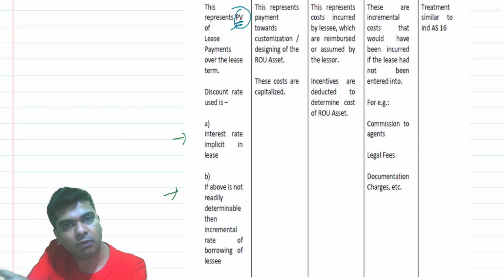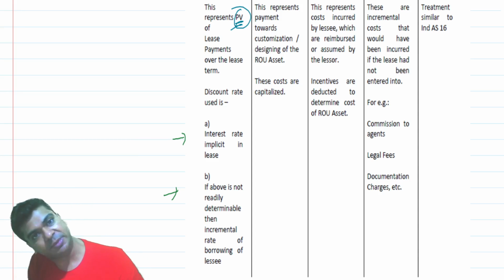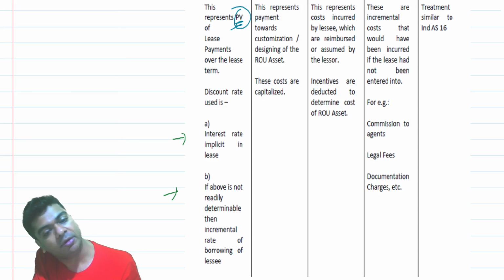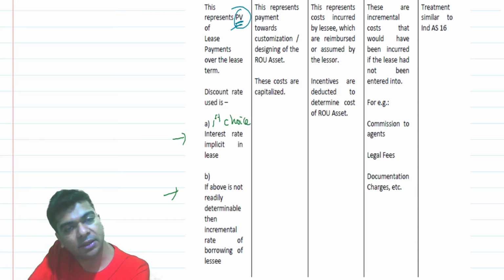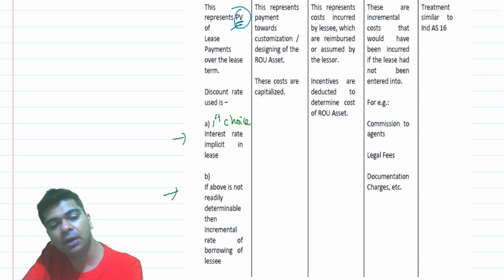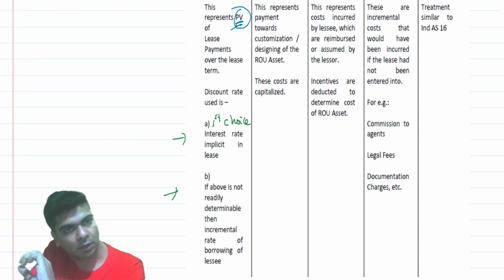So basically you have a choice. You can go for interest rate implicit in lease. That seems to be the first choice. They have not really mentioned it, but this seems to be the first choice. But then they are saying that, see, if you do not get this rate, then use the incremental rate of borrowing of the lessee.